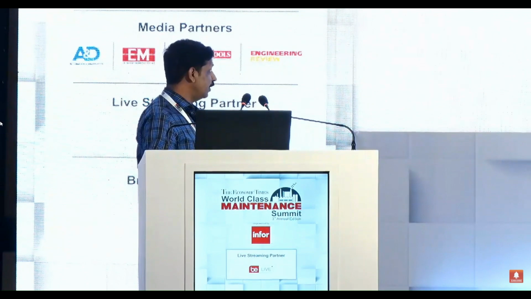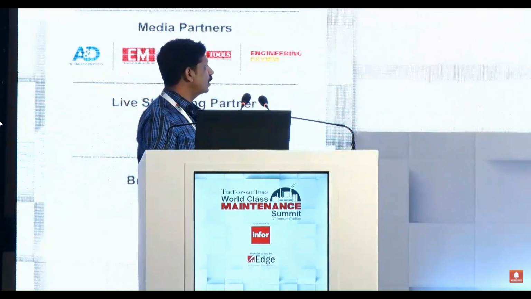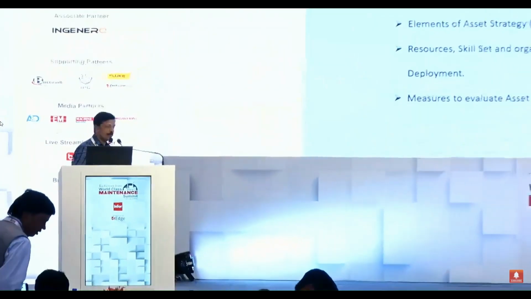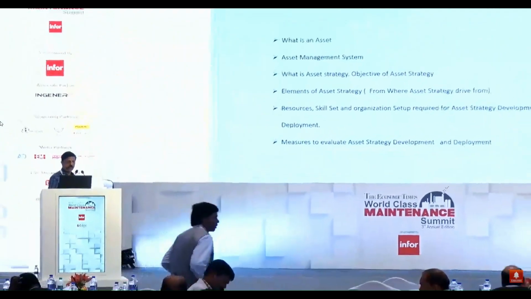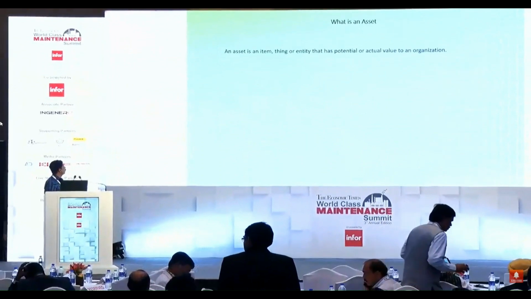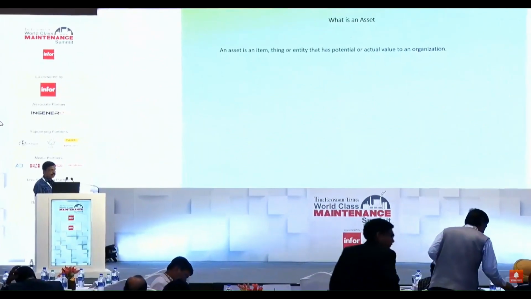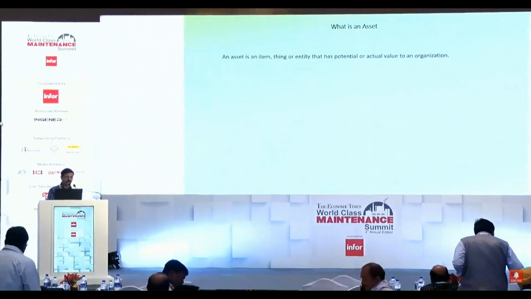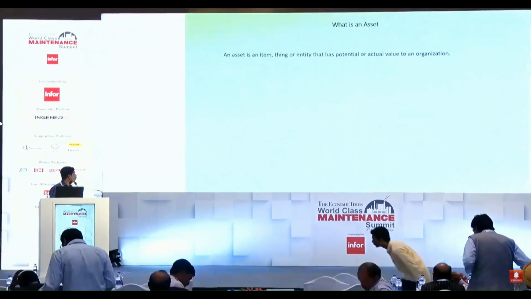Now, what does that agenda contain? Number one, what is asset management system, what is asset strategy, objective of asset strategy, elements of asset strategy, resource, skill set, organization setup required for asset strategy, and measures to evaluate asset strategy development and deployment. This is the agenda we are now moving on.